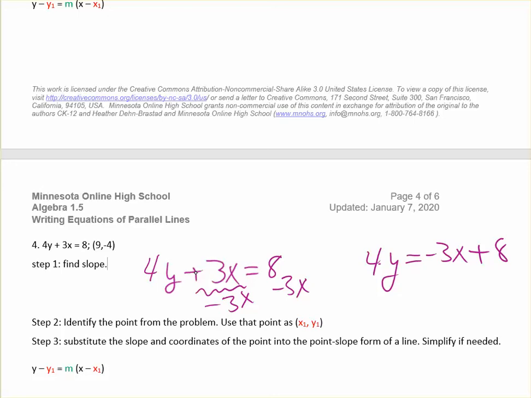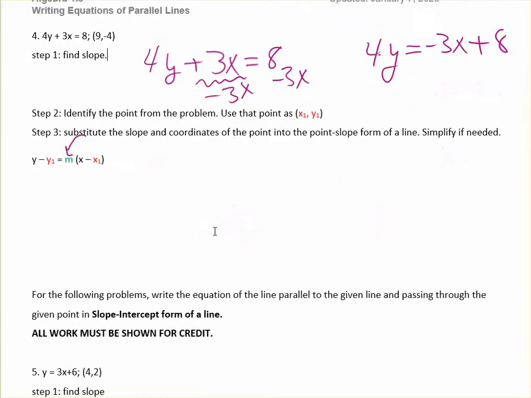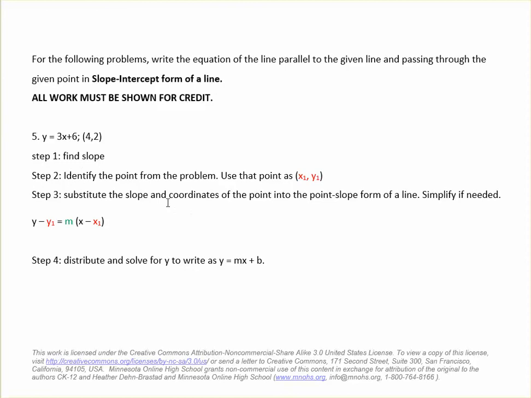That's not a big deal because all you're going to do is be plugging it in. You don't have to even use the fraction. You just have to write it. So make sure to show your steps and make sure you're finding the slope if it's not already given to you in slope-intercept form.